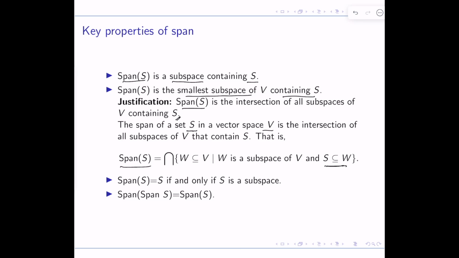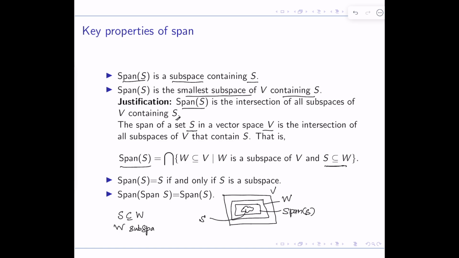So how can we see this? If you have one space V, and this is my W, and this is my span of any set S, and this is your set S. So S is contained in W, clearly, and W is a subspace of V. Then the span is the intersection of all such subspaces. So span S is smaller than this.